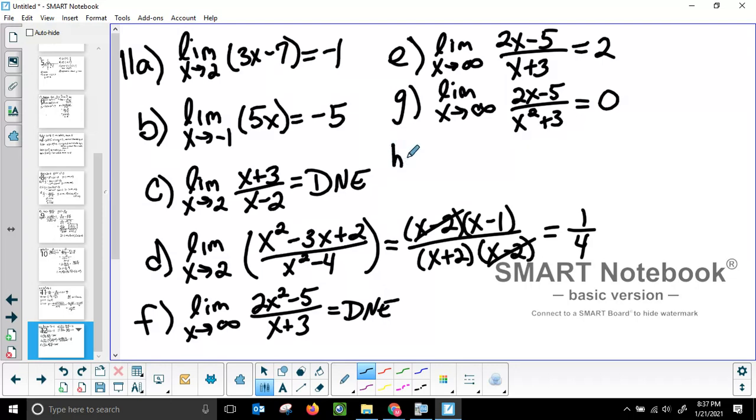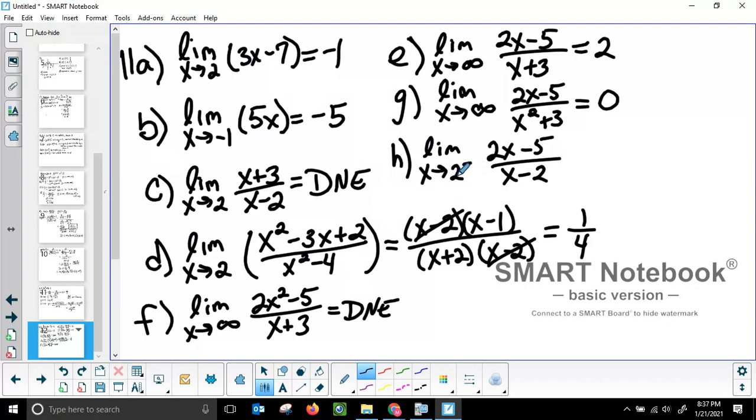And finally, H. Here we have the limit as x approaches 2 from the left-hand side of 2x minus 5 over x minus 2.